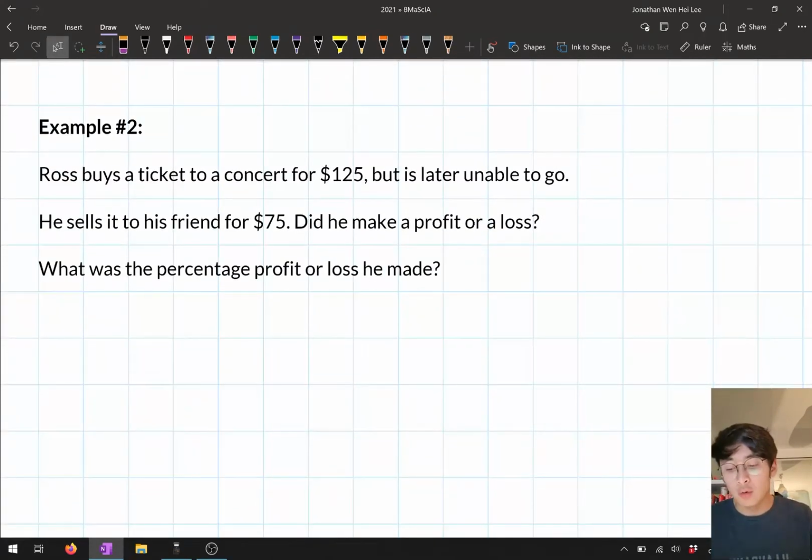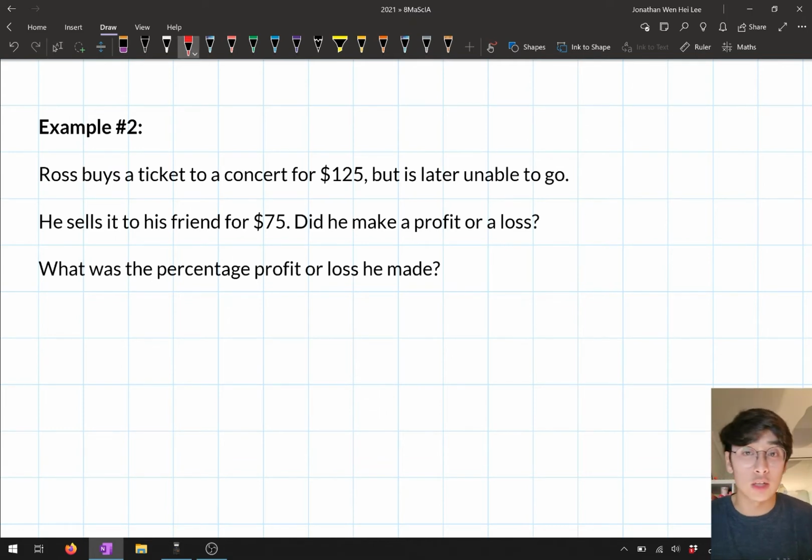Example 2. Ross buys a ticket for a concert for $125, but is later unable to go. He sells it to his friend for $75. Did he make a profit or loss? What is the percentage profit or loss he made? So we've read through the question. I'm just going to read it again so that we're able to pay attention to a few key words. And as we read this second time, we're just going to underline a few key words as well. So Ross buys a ticket to a concert for $125.